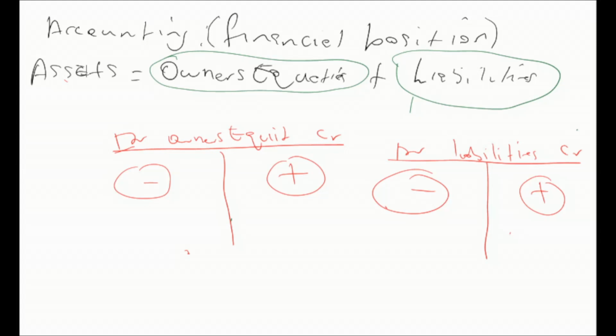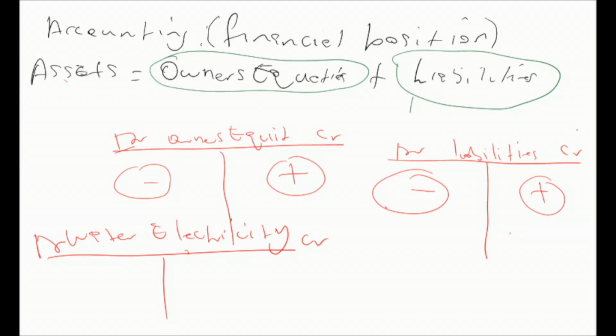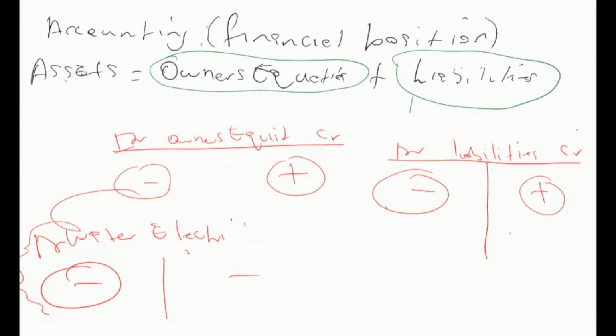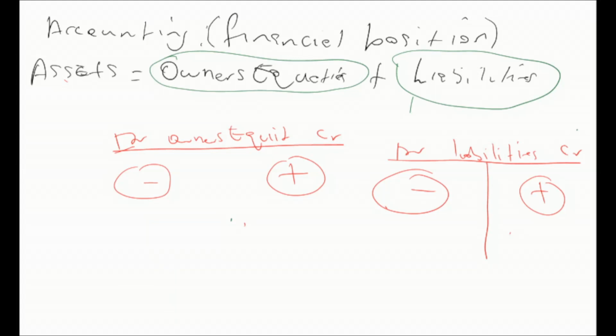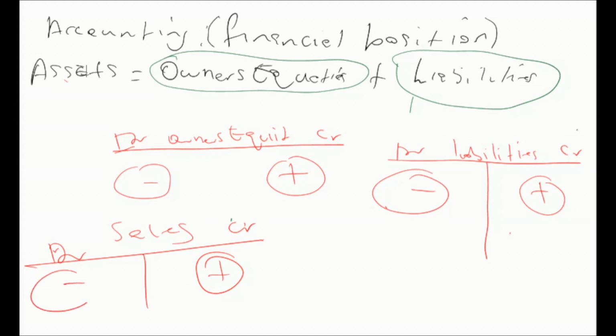Okay, for example, if I'm taking water and electricity, maybe there is an account of water and electricity with a credit side and a debit side. Okay, I'm sorry, let me take an example of income, maybe sales. Credit side and also debit side.